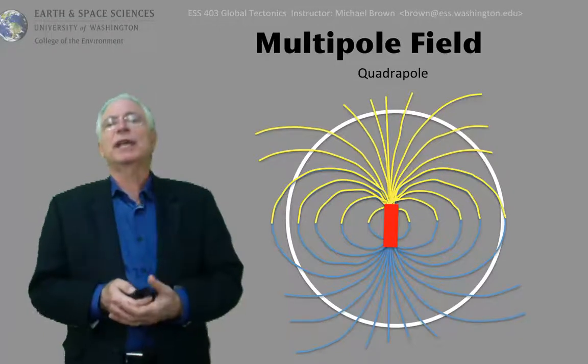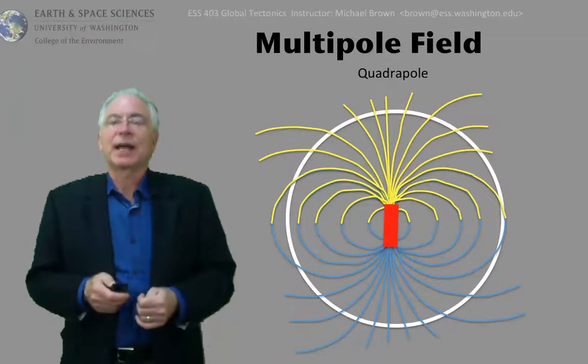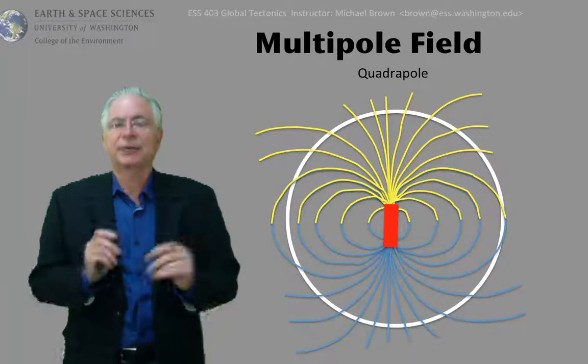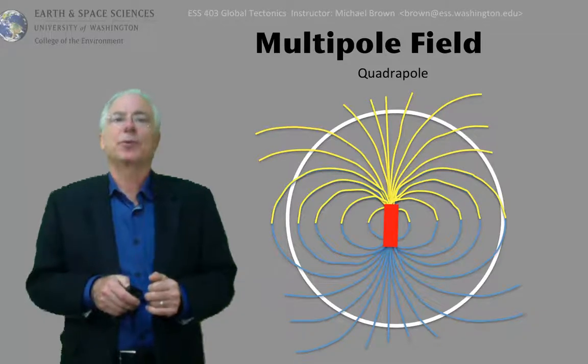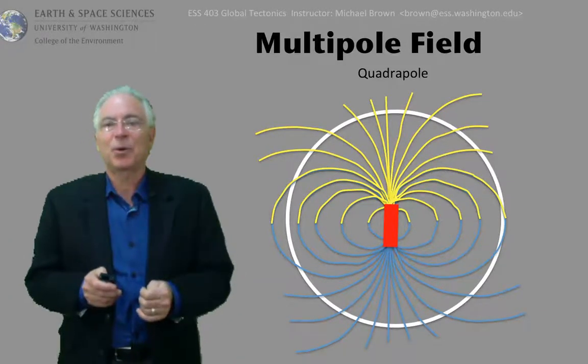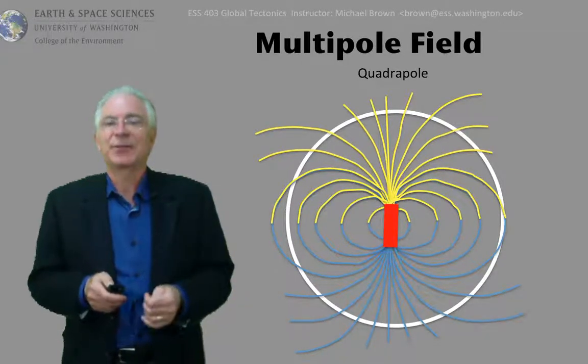Okay, now let's look at a magnetic field that is not dipole-like. And how do we make a non-dipole magnetic field? Well, the easiest way, and the first one to look at, is the quadrupole. So a dipole has two poles, a north pole and a south pole. A quadrupole, quadra, four, means there have to be four poles.